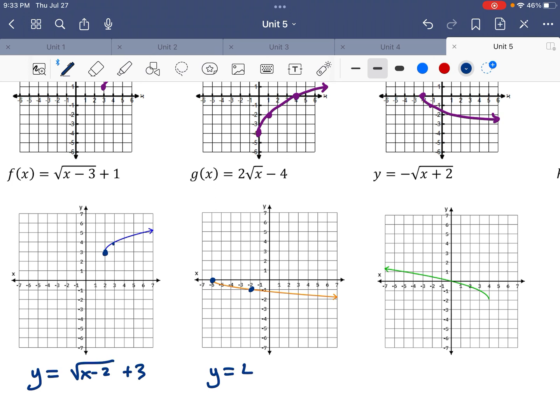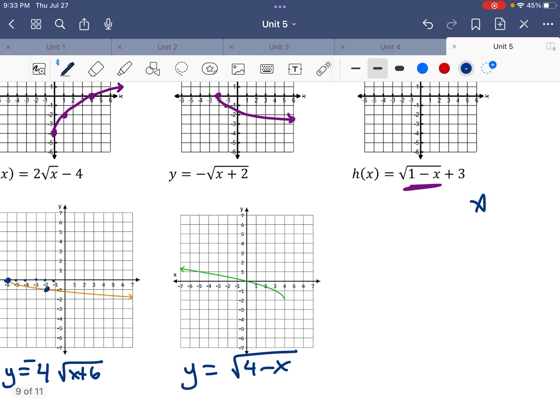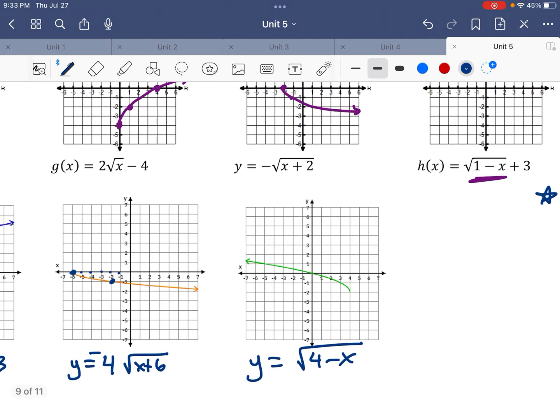That 1, 1 is now 1, 1, 2, 3, 4. So there's going to be a 4 here, square root. It moved to the left, 1, 2, 3, 4, 5, 6. So x plus 6, and it's upside down. All right, this guy moved to the right 4, and it's flipped the other way to the left. So it's going to be 4 minus x, kind of like this guy right here.